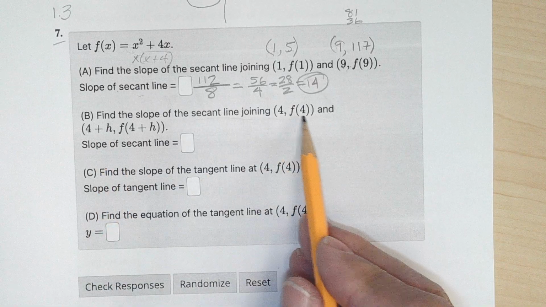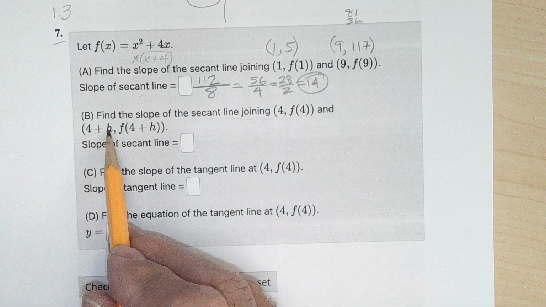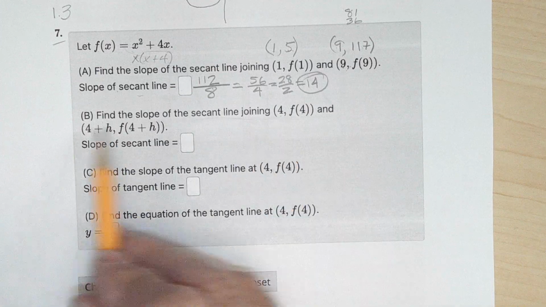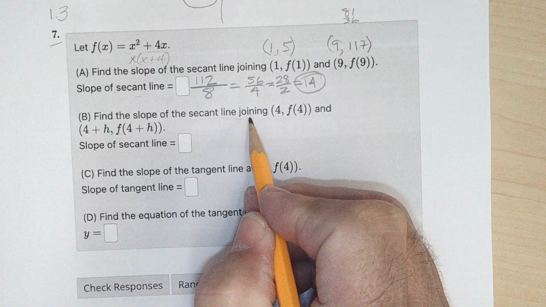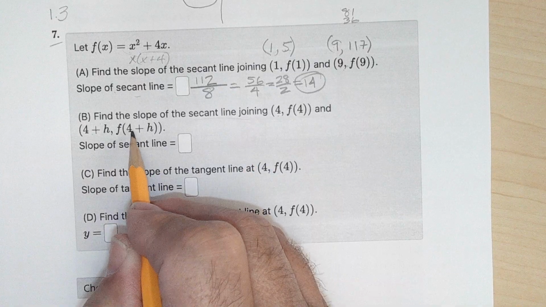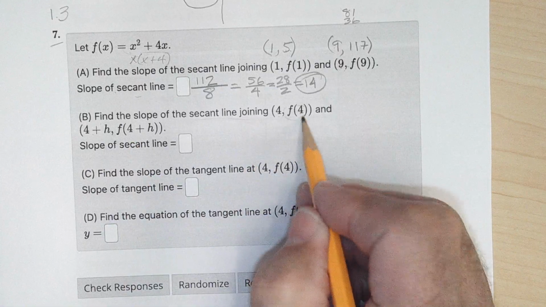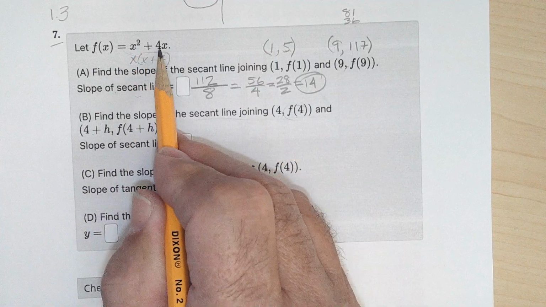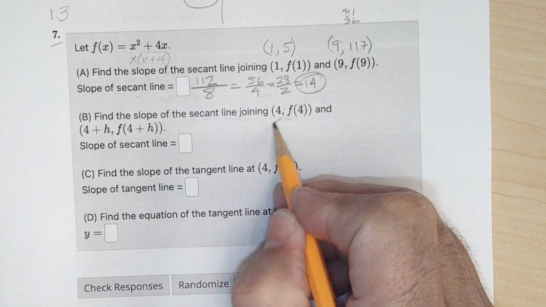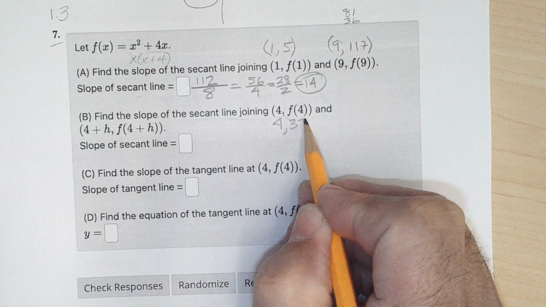Find the slope of the secant line between 4 and 4 plus h. So we have to figure out how high it is at 4. So that's 16 plus 16, 32. So it's 4, 32.